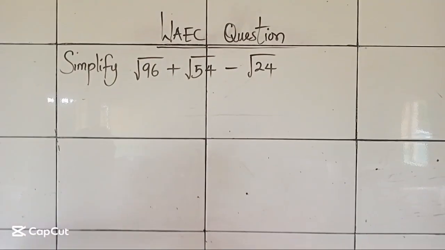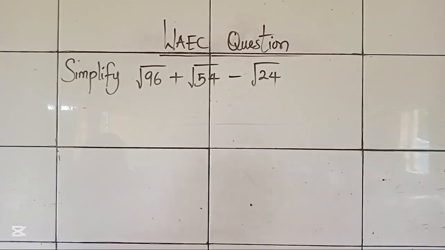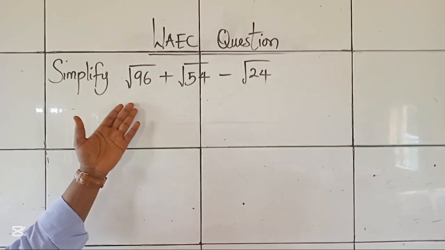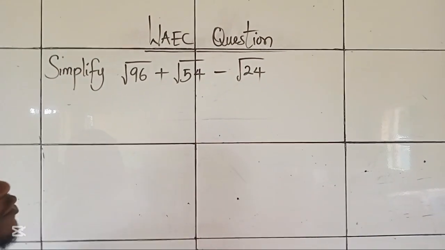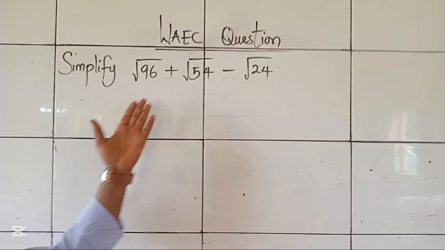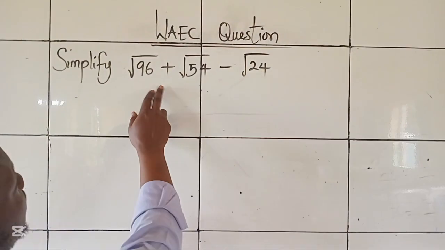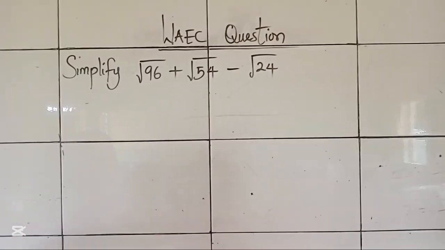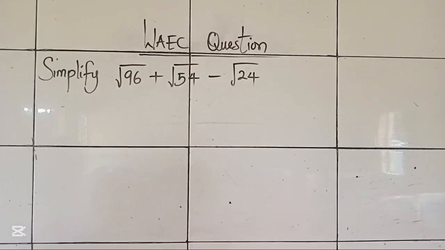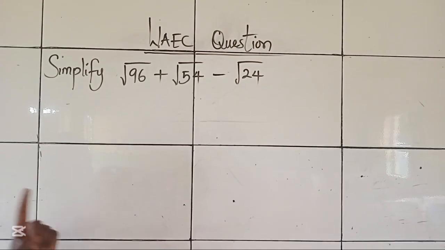Today's lesson, we are going to tackle a simple WAEC question. The question is on surds, and it reads: square root of 96 plus square root of 54 minus square root of 24. To express this number, we are going to look at what we can multiply by itself to give us 96. Obviously, there will be plenty of numbers to multiply, but one of the numbers must be a perfect square.